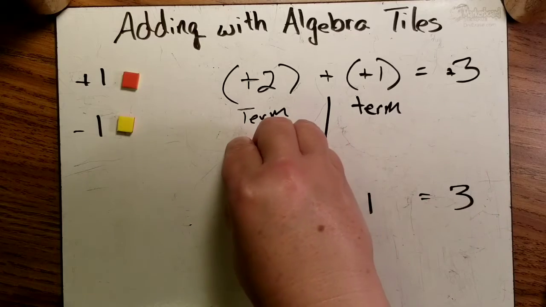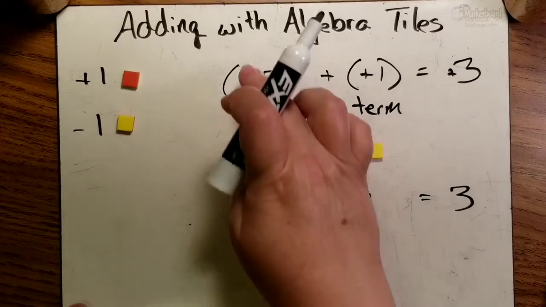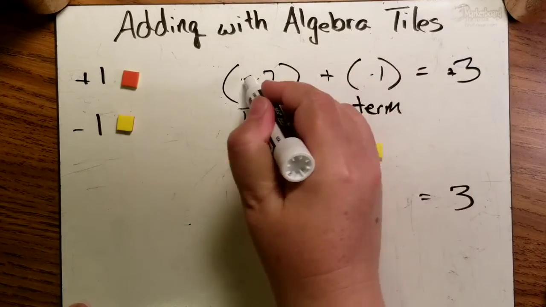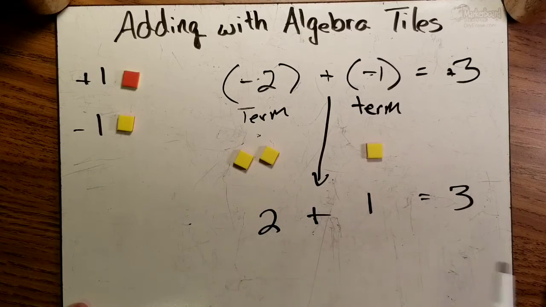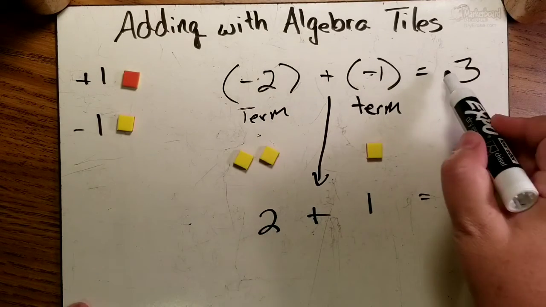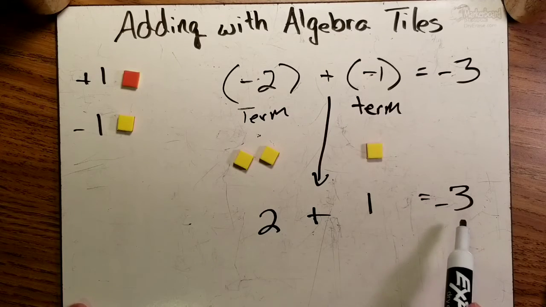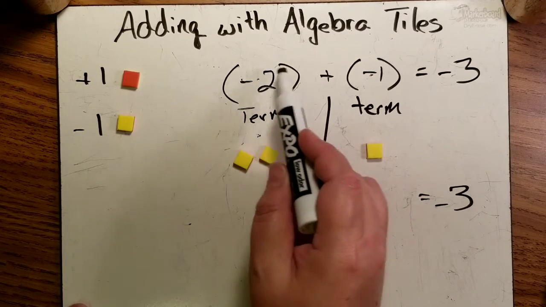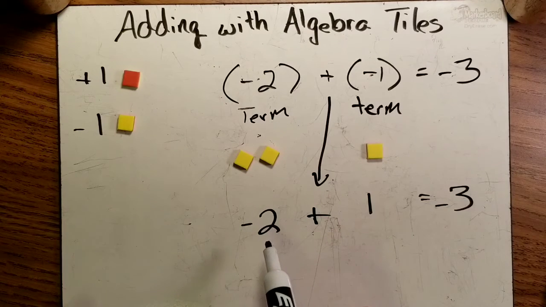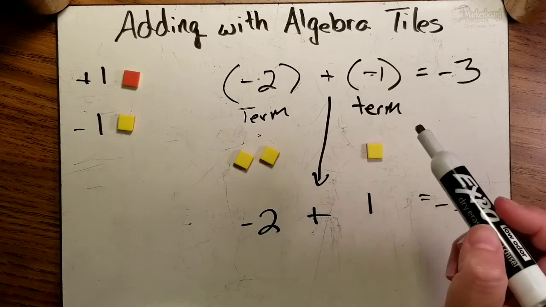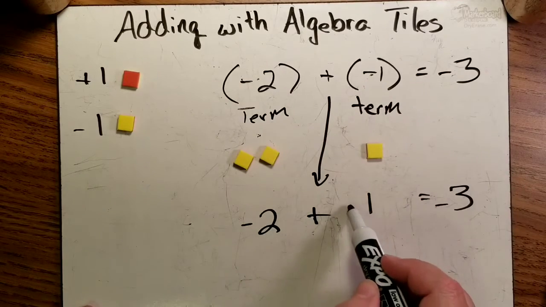Now, if you were using the negatives, it would have been the same thing. It's just the signs would have changed. So -2 adding -1. We're still adding these, but here we would have had -3. So here our term is -2. We need the negative to keep it so we know that it is negative. Here its term is -1. We need to keep that.